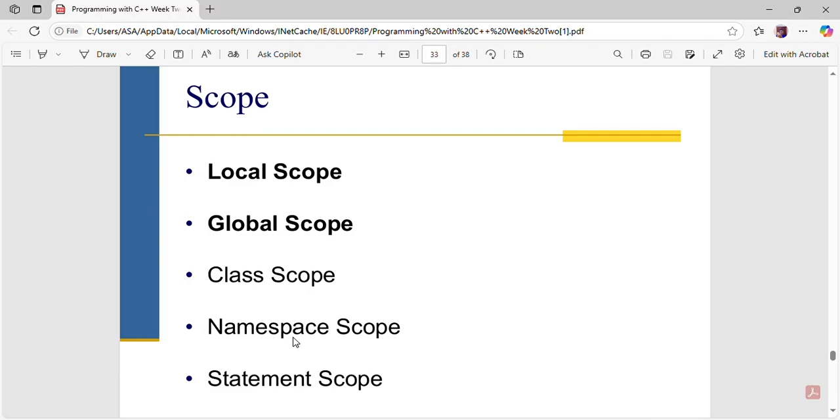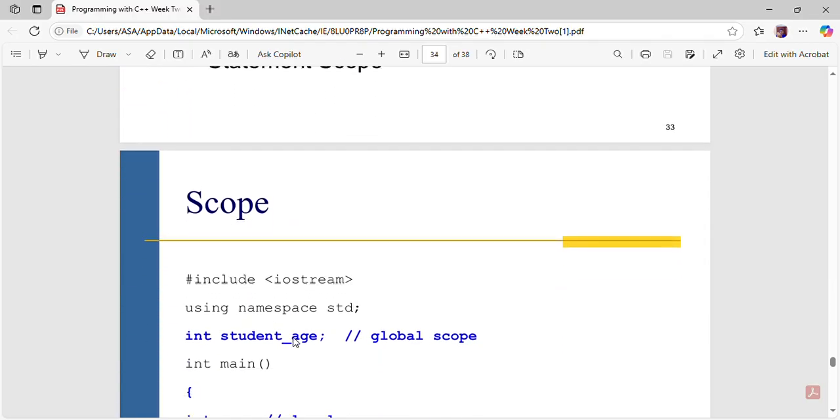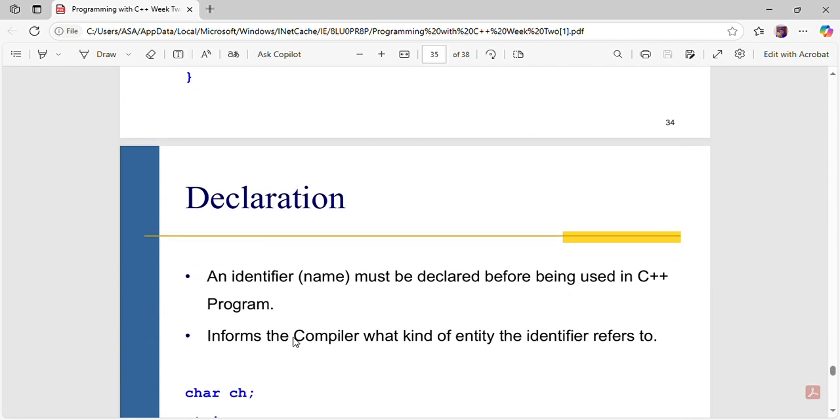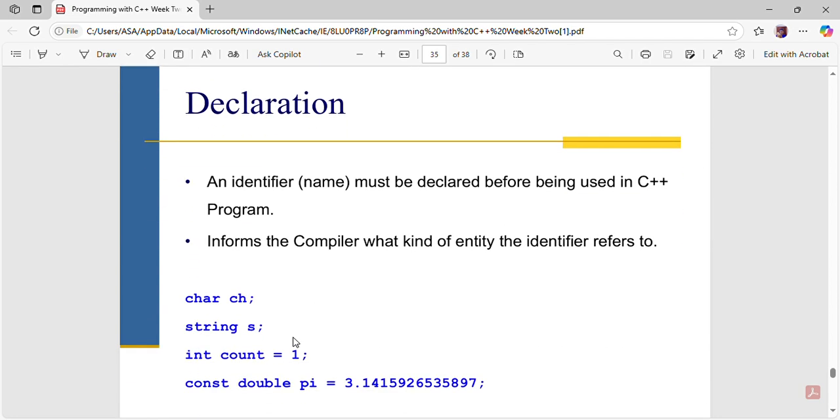So let's look at scope. Over here we are going to talk about local scope, global scope, class scope, namespace scope, and then statement scope. So the scope here has been used in an example, and then let's look at the word declaration. An identifier or name must be declared before being used in a C++ program. The reason for declaring is that it informs the compiler what kind of entity the identifier refers to.